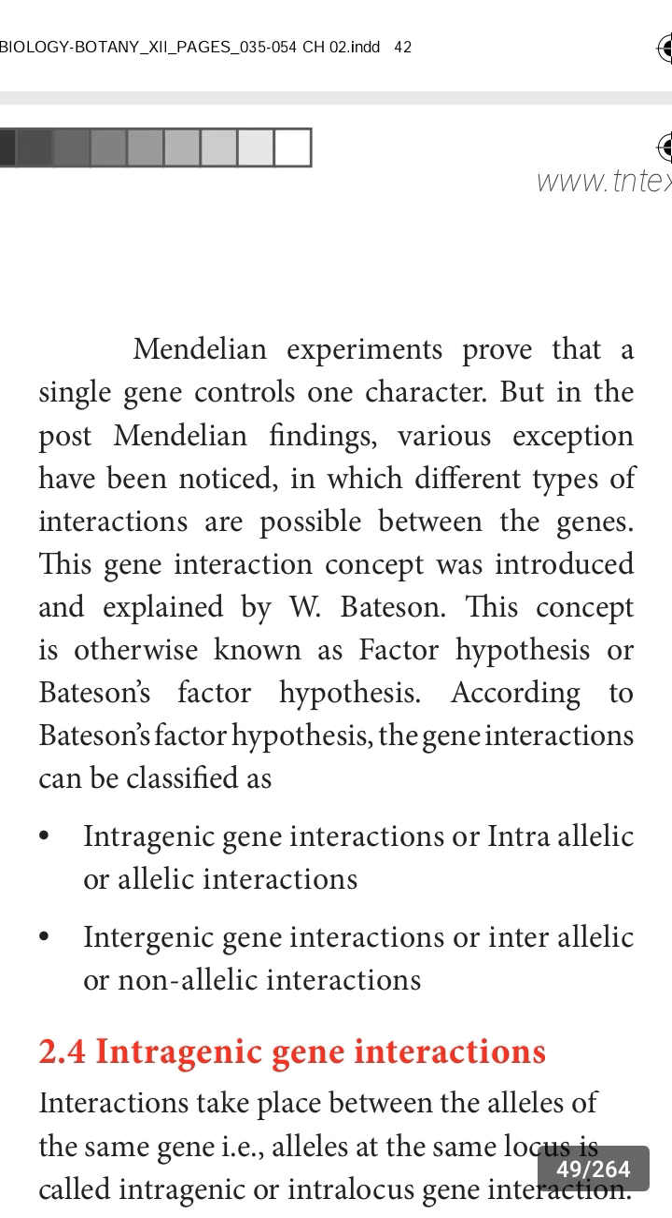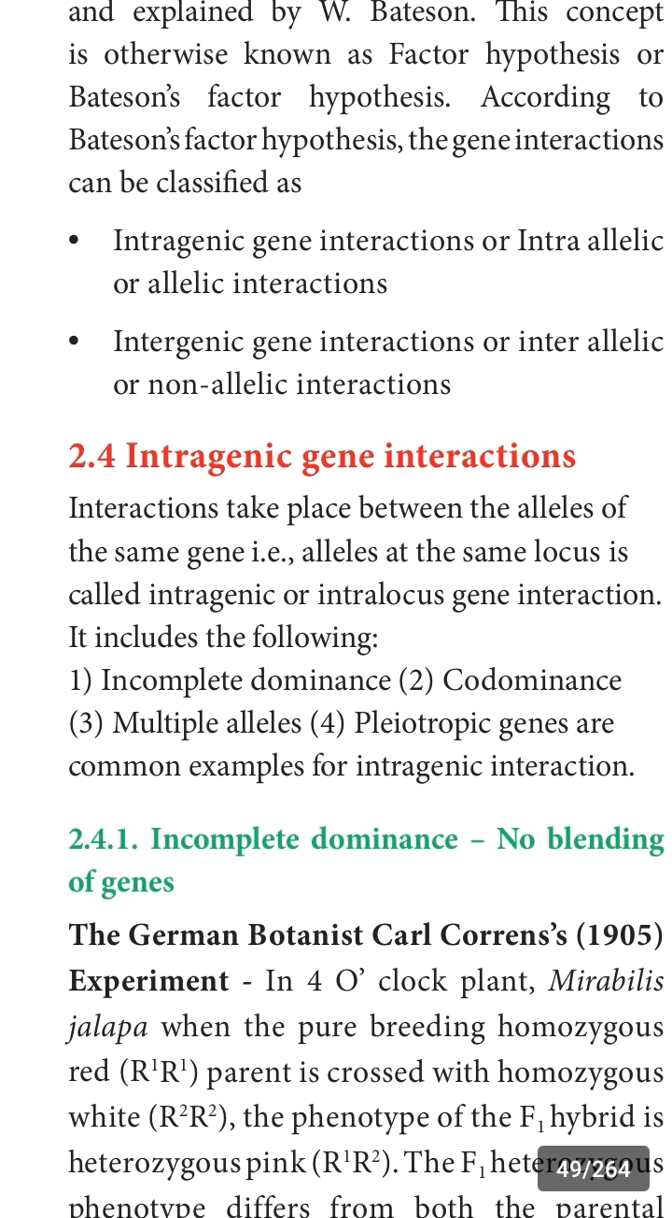So first let's today study about the intragenic gene interaction. Intragenic interaction takes place between the alleles of the same gene, that is, the alleles at the same locus, and is called intragenic or intralocus gene interaction. So it's clear here. Each gene has different alleles. The alleles at the same locus interact and bring about the changes. Such type of interaction is called intragenic or intra-locus gene interaction. Incomplete dominance, codominance, multiple alleles, and pleiotropic genes are some common examples of intragenic interaction. Let's study one by one each type with its example.